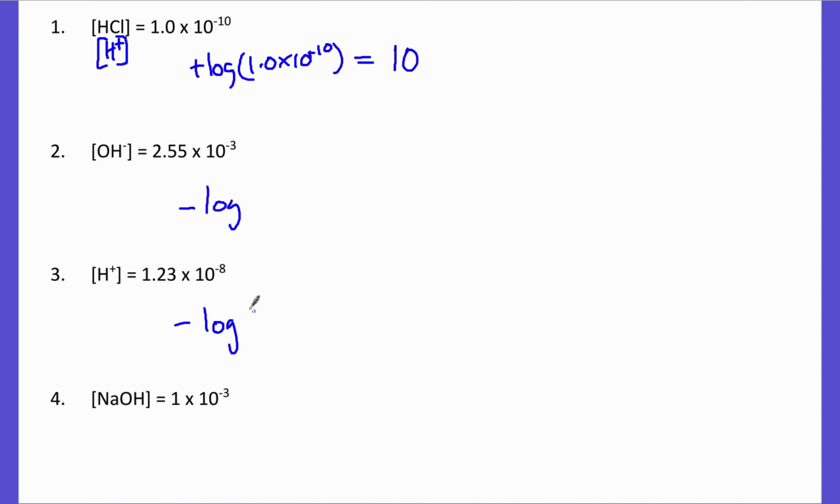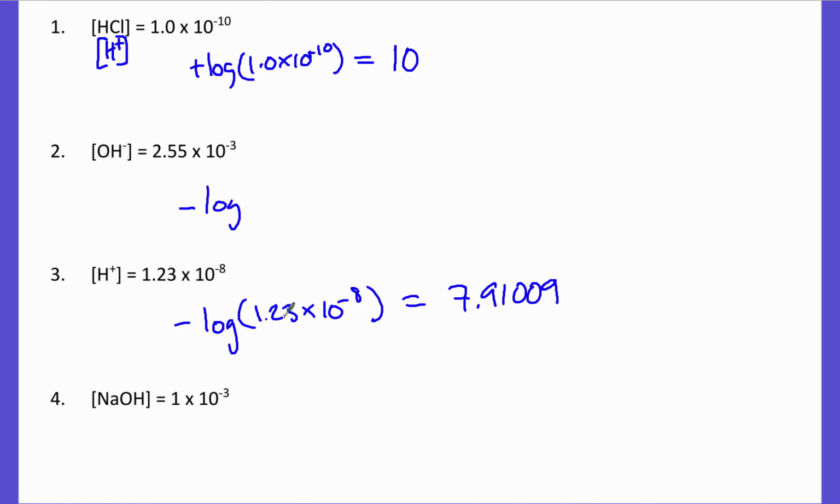Negative log of 1.23 times 10 to the negative 8th. Now again, you can get a pretty good estimate of what this pH should be, because it should be pretty close to 8, right? It's not going to be exactly 8. In fact, if I plug it into my calculator here, I'm going to get 7.91009, right? I'll learn how to round this in a second, but this is pretty close to 8.